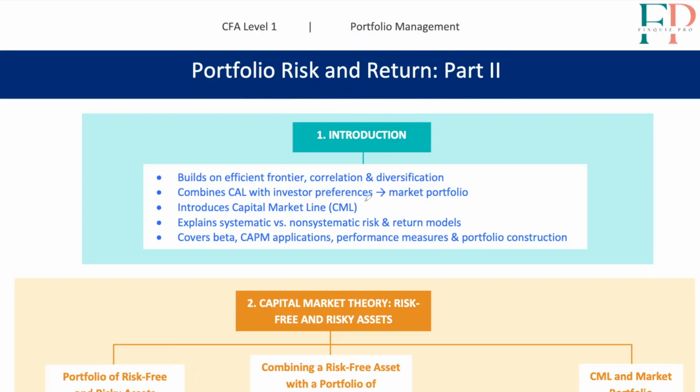In this module, we're going to walk through it step by step. First, we'll blend risk-free and risky assets and see how that changes the shape of the investment opportunity set. Then we'll meet the capital market line, CML, the big upgrade to our old efficient frontier. After that, we'll break down systematic and non-systematic risk, how beta captures market sensitivity, and how we price risk using the CAPM.